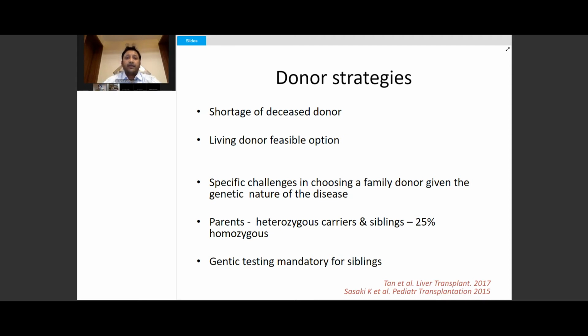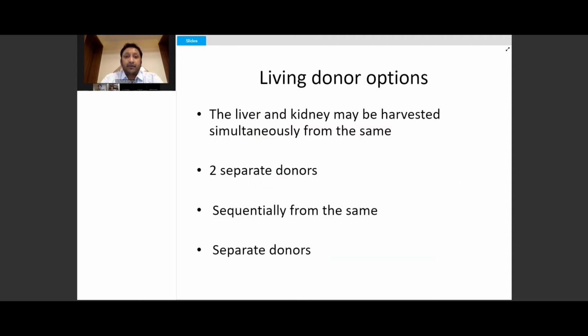And the living donor options can either be from the same person. The liver and kidney may be harvested simultaneously from the same donor, or two separate donors can be used, or sequentially from the same donor in different time periods. Usually about 6 months is the median interval time reported in various studies. Some centers do it even in a gap of 6 to 8 weeks. And for separate donors, you need two donors if the donors are available.